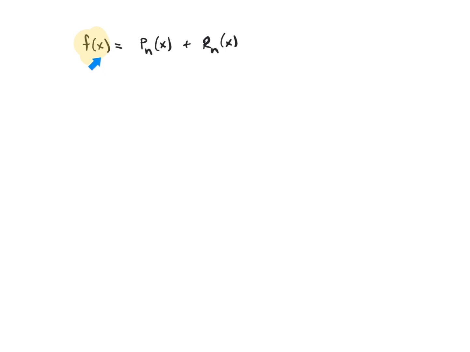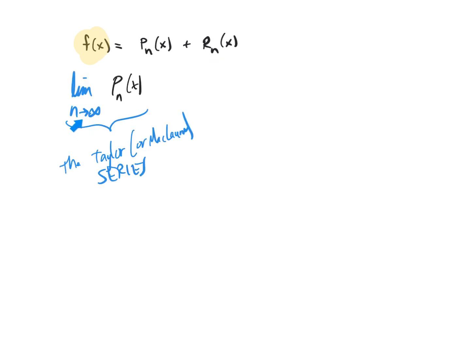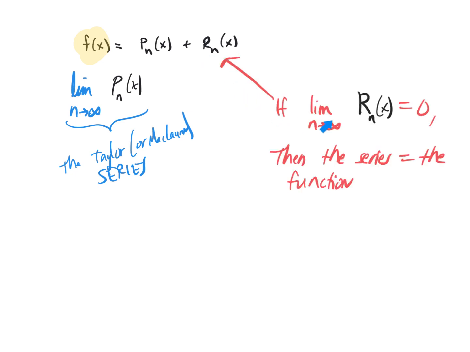Okay, remember that a function is exactly equal to its Taylor polynomial plus the remainder. As n goes to infinity, the Taylor polynomial becomes the Taylor series, or the Maclaurin series. And that is exactly equal to the function if, as n approaches infinity, the remainder, or the error, approaches 0. So if the remainder goes to 0 as n approaches infinity, then the series converges to the function.